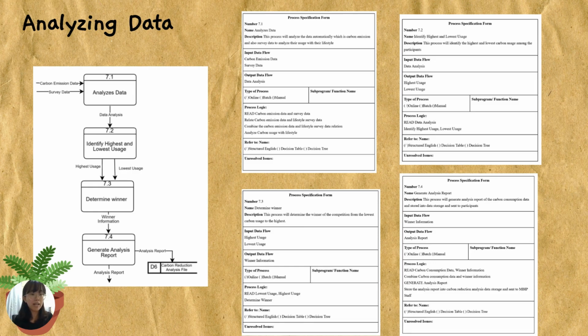Then we have analyzing data. Based on the valid data just now, we analyze the data, identify where is highest, where is lower, then determine the winner. After that, we generate the analysis report. Then this report will not only announce to the participant who is the winner, but also will be sent to the staff.